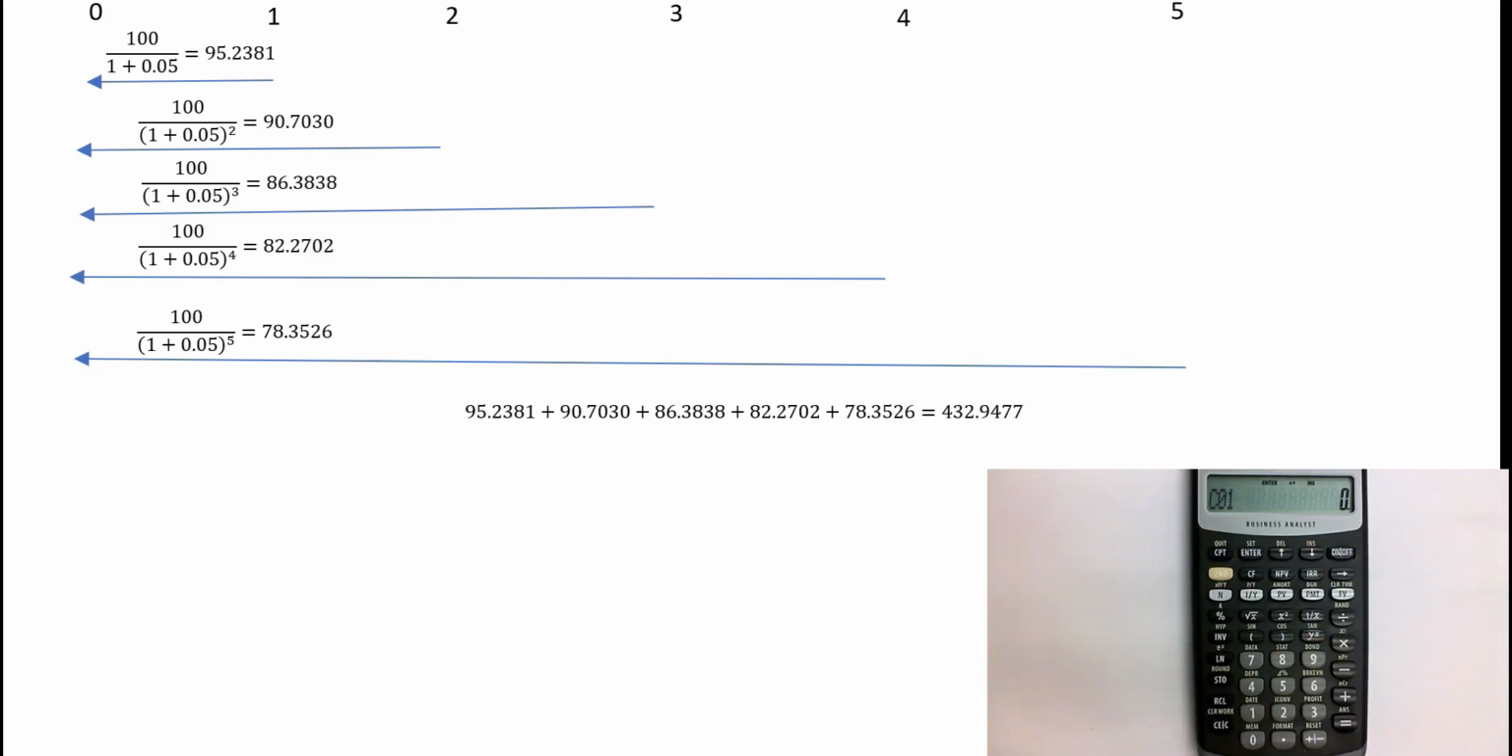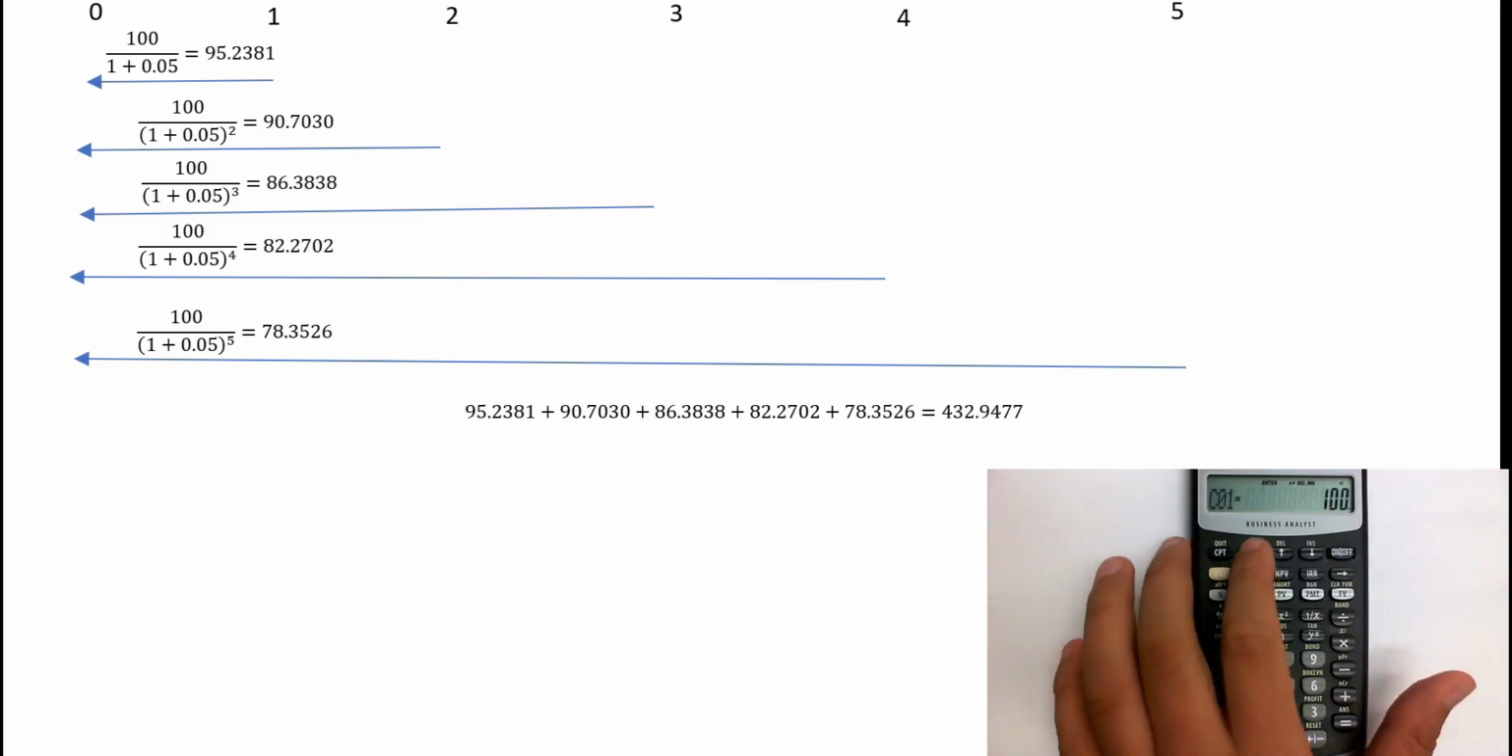As you can see from the question, the first set of cash flow is 100, and it happened 5 times. You will enter 100, and then press enter. And then press down. You will see F01. It will present the frequency of the first set of cash flow. As you can see from the question, it happens 5 times, so we press 5, and then press enter.